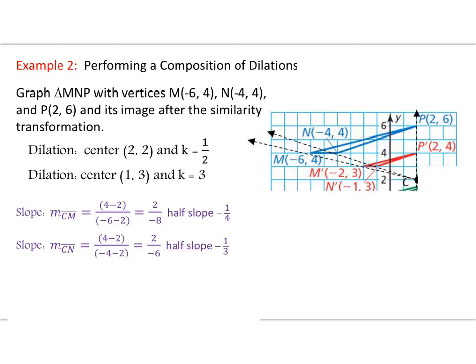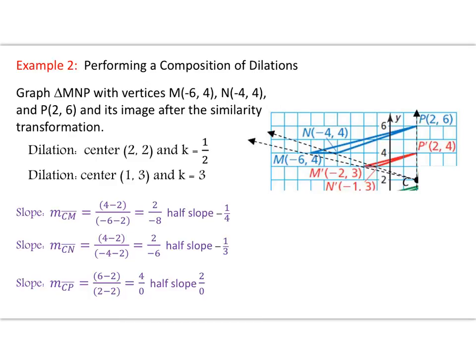Next, slope from C to N. We figure that out, and that's 2 over negative 6, so half of that would be 1/3. So from our center point, we go up 1 over left 3. Plot, and there's point N prime located at negative 1, 3.